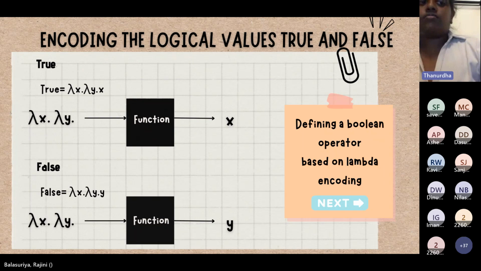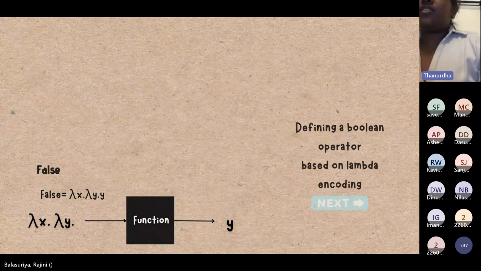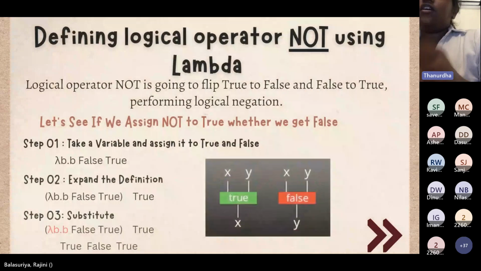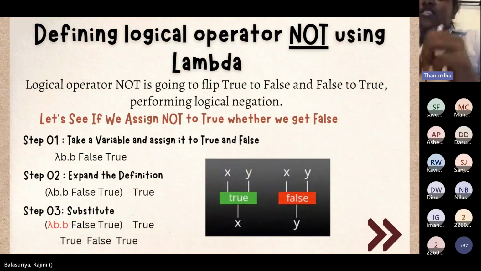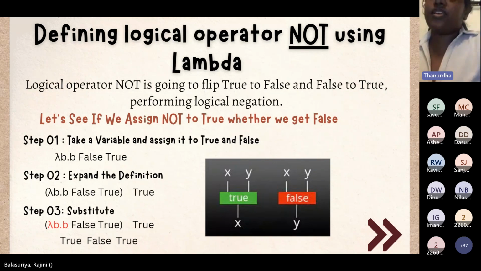After encoding true and false, we can't stop. We have to use it in a logical operator and show you that this actually works. The logical operator we chose to show you was the not operator. It's the simplest logical operator. The logical operator not is going to flip true to false and false to true, performing logical negation. So let's see if we apply not to true, whether we get false.